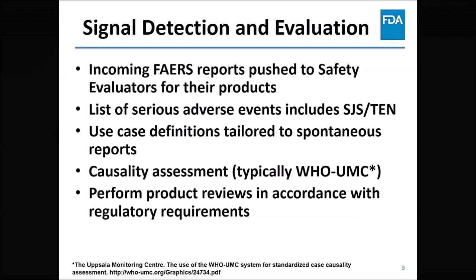The same goes for causality assessment. We use causality assessment, but because we often lack the information needed to calculate an Alden score, we typically use the causality criteria from the WHO Uppsala Monitoring Center. We also perform periodic product reviews in accordance with current regulatory guidelines. One example of these are the pediatric reviews triggered by pediatric labeling under the Best Pharmaceuticals for Children's Act.